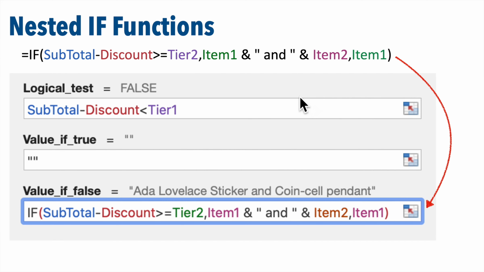And this first or outermost if function is going to check to see if the user is below tier 1. And if they are below tier 1, then the value if true is going to simply show the empty string. But otherwise, the value if false isn't going to show a simple value. It's going to run this other if function, which will show either item 1 and item 2 or just item 1. So let's do it.